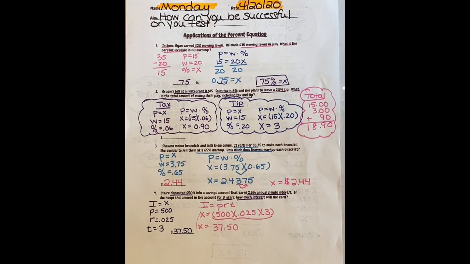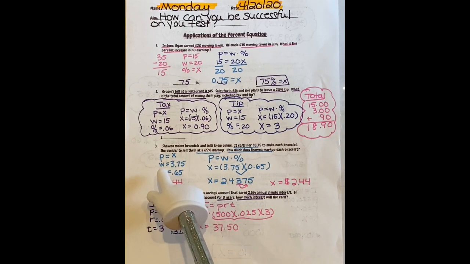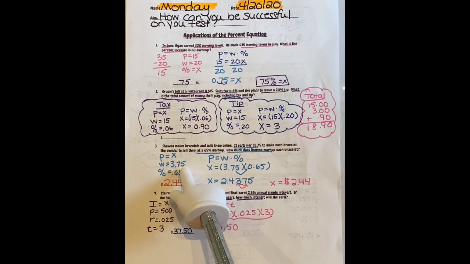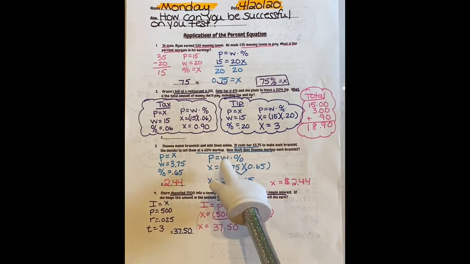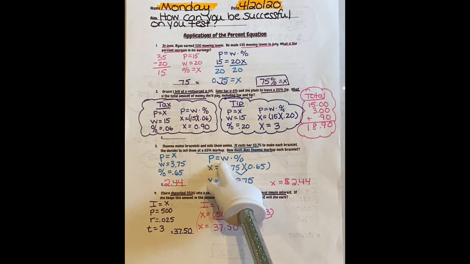So remember, markup is just how much they're going to increase the price by, and it just represents a part of the original price. So if I'm trying to find the amount of markup, I'm trying to find my part. My whole would be the store price or the wholesale price, which is $3.75. And my percent as a decimal would be 0.65. So now I'm going to substitute into my percent equation. Part equals whole times percent.